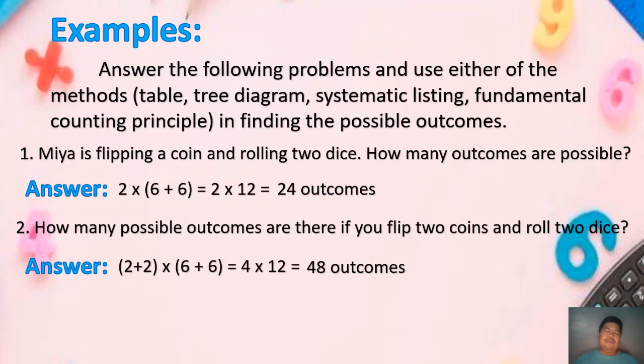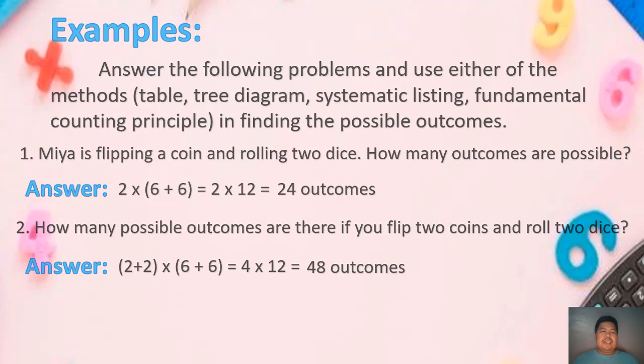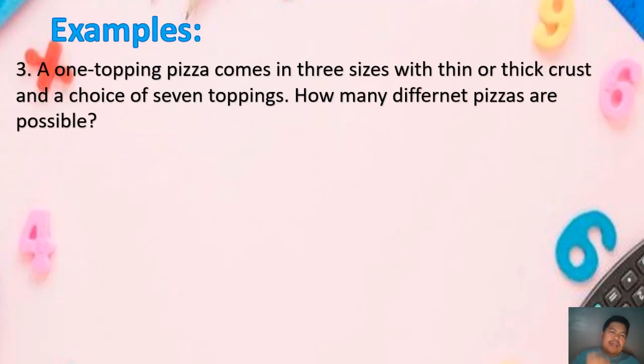Now, let's proceed to our last example here in our video lesson. Later on in our video conference, more examples, more thrilling, more fun. Okay? So, here's our last example. A one-topping pizza comes in 3 sizes, with thin or thick crust, and a choice of 7 toppings. How many different pizzas are possible? You choose one size, thin crust or thick crust, and just one topping.